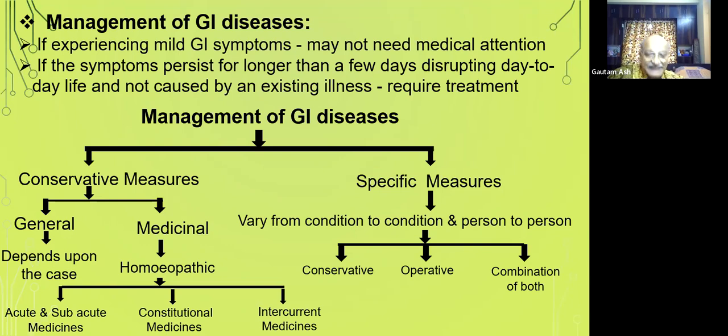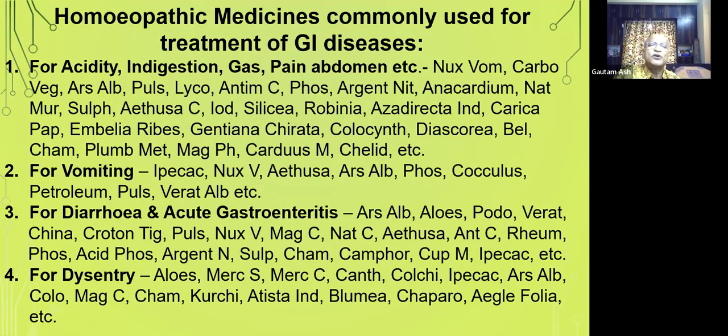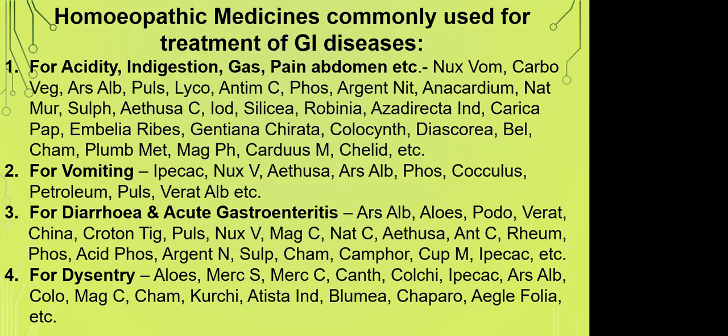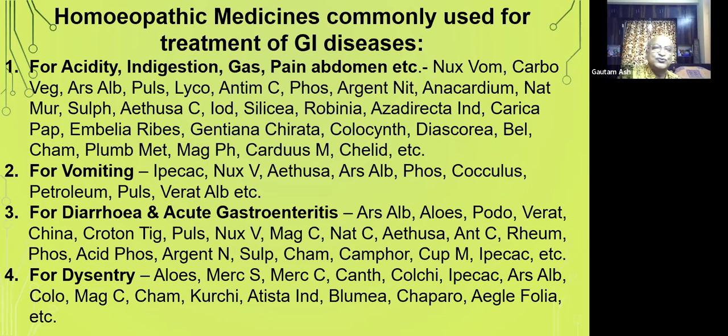But before going to the management proper, I am just giving a group of medicines which are very commonly used for certain GI diseases in acute as well as subacute and chronic stages. Homeopathic medicines commonly used for treatment of GI diseases, for acidity, indigestion, gas, pain in abdomen, etc. You must be knowing all these drugs, and you have already used those drugs, and we are frequently using these drugs, especially in the acute conditions, or sometimes the same medicines will be taken for constitutional treatment, and some of the medicines are also taken as anti-miasmatic, which are clearly meant for removing the blocks.